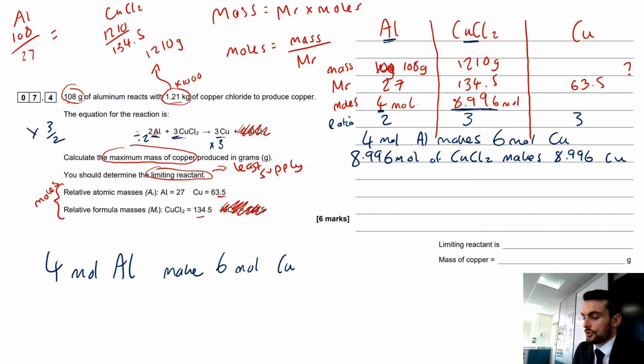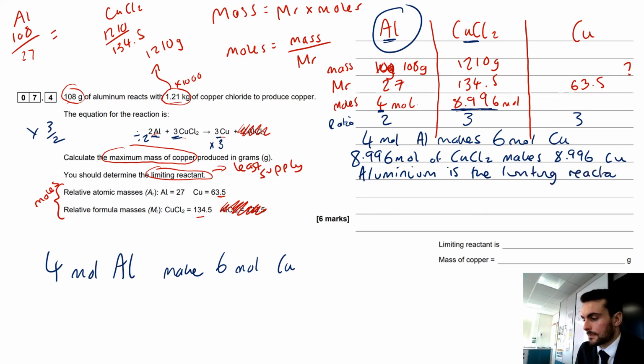Okay, so which one is limiting the amount of copper that we can make right now? It's aluminium, because aluminium is allowing us to make less. So that's the next mark. Aluminium is the limiting reactant. Right, we can write that down here.